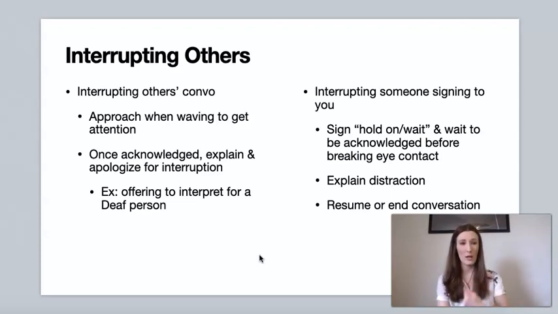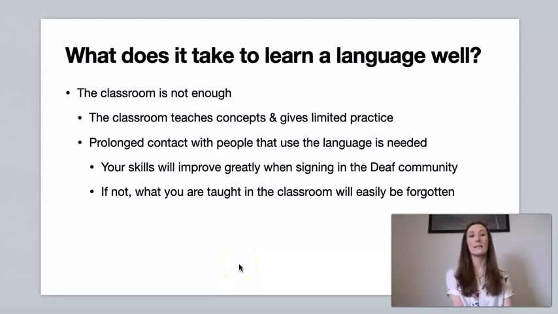Okay, if you are talking to somebody and your phone goes off or you hear something down the way, like a loud noise, okay, sign either hold on or wait. Let them acknowledge that you're trying to get them to wait. Don't just automatically break eye contact. Breaking eye contact with a deaf person is very rude. Okay, so once they acknowledge that you need to pause that conversation, explain what's going on, take care of business, and either keep going once you've taken care of business, or if you need to end the conversation and go, then you can.